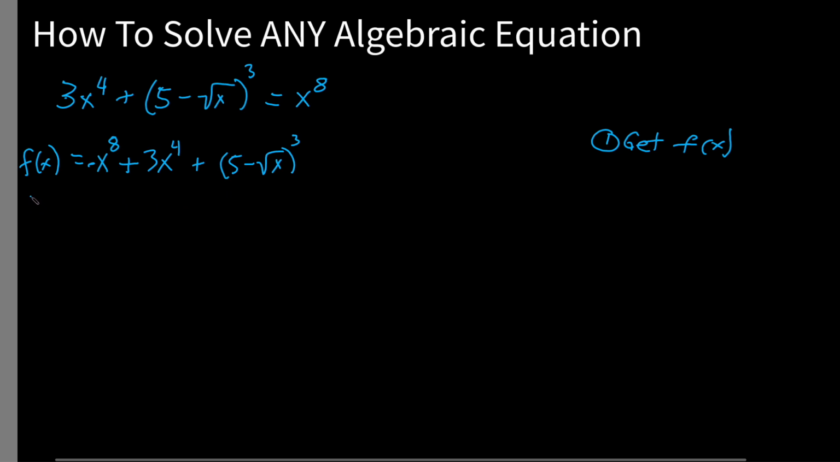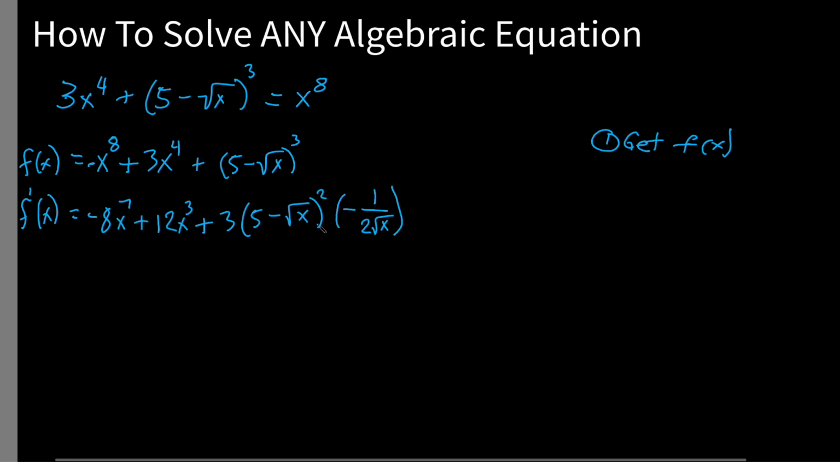Step 2 is to get f prime of x, which is going to be the derivative of the above equation. So let me just do that real quick. So here is the derivative of the equation. We have negative 8x to the 7, same thing over here, and here we apply the chain rule. So we have 3 times this thing squared times the derivative of the term inside, which is this one. So let me just write over here our step 2, which is get f prime of x.